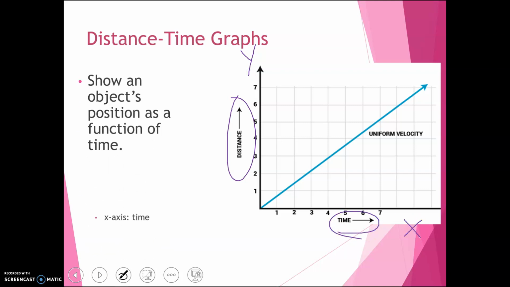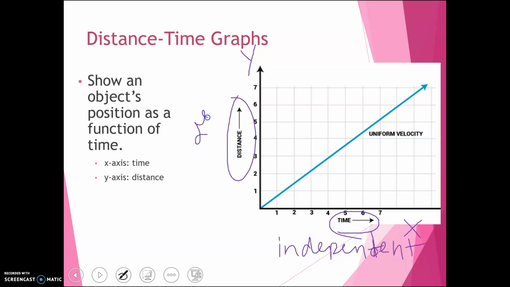Remember back when we talked about independent and dependent variables, time is going to be your independent variable because technically you are changing the amount of time that you're allowing to pass. You're manipulating time. Distance would then be your dependent variable, because distance is what you're measuring. You're measuring how far the object traveled in however much time you allowed it to travel.